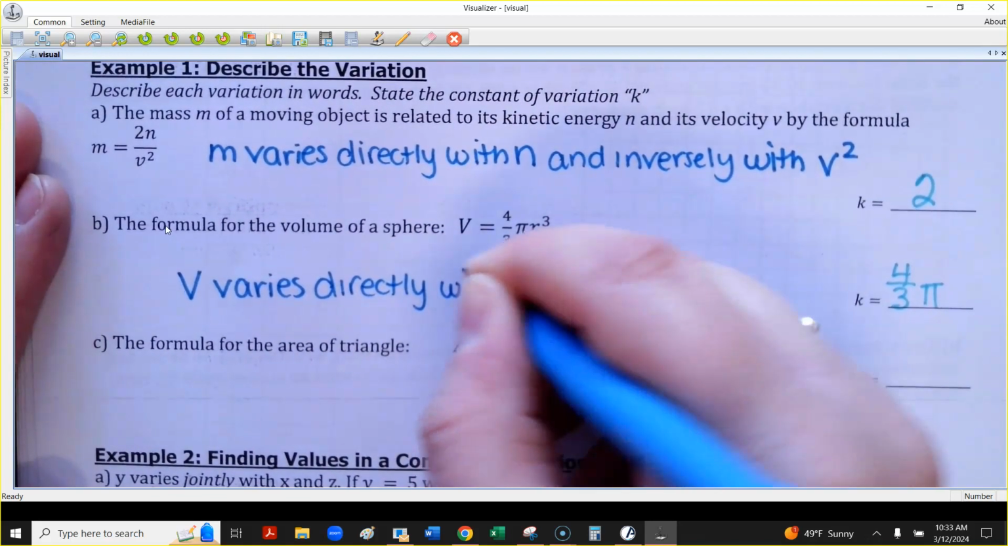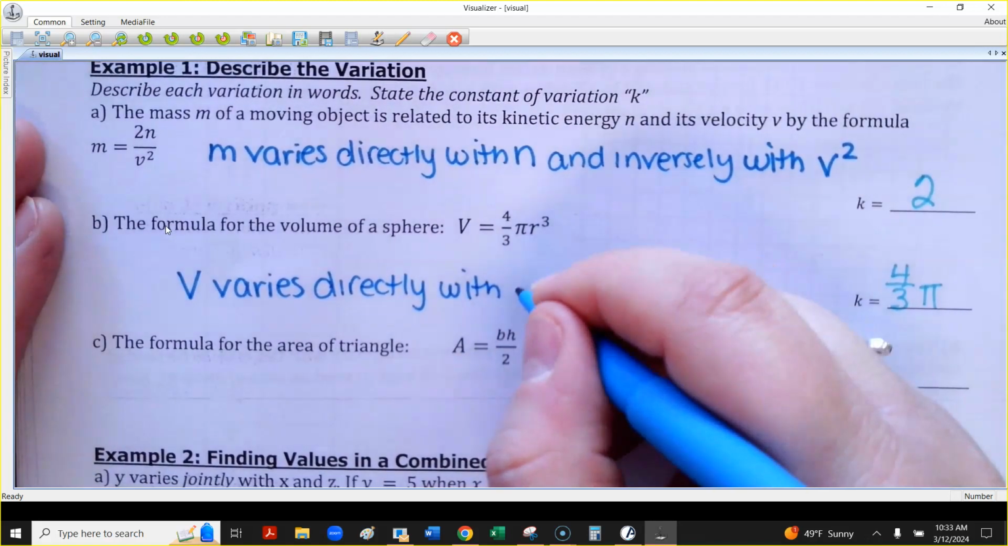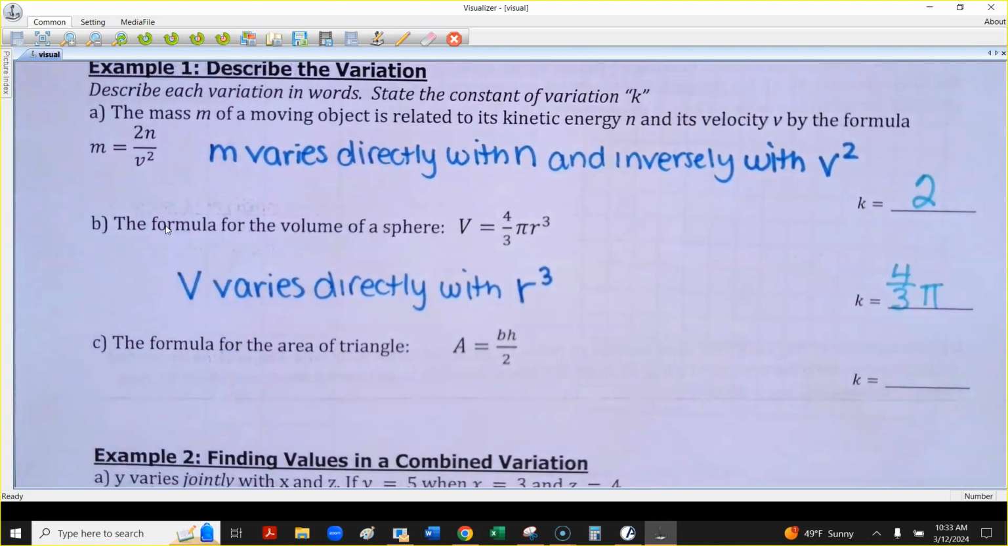And again, you don't have to write out radius or anything like that. I'm going to say directly with r cubed, or r to the third. That's all you have to do. But the k information is not involved in the description. So the 4/3 and the pi, they don't appear. They'd be constant. Every time you find the volume of a sphere, you'd always use that. So it's not part of the description.